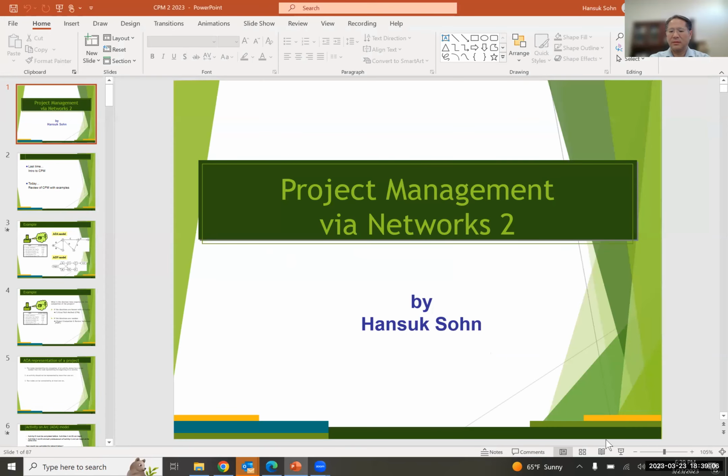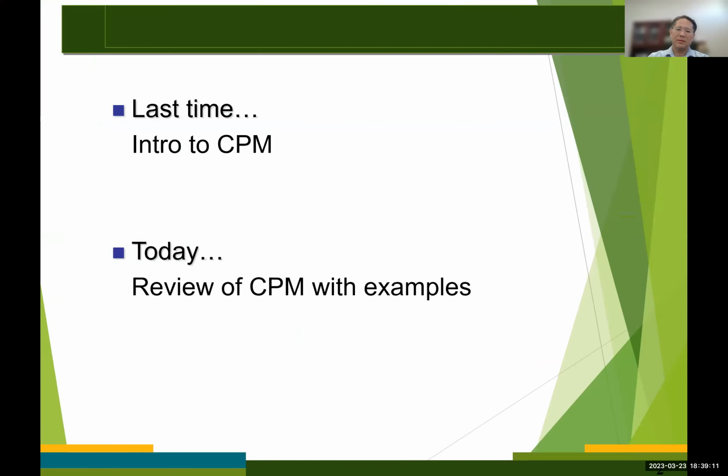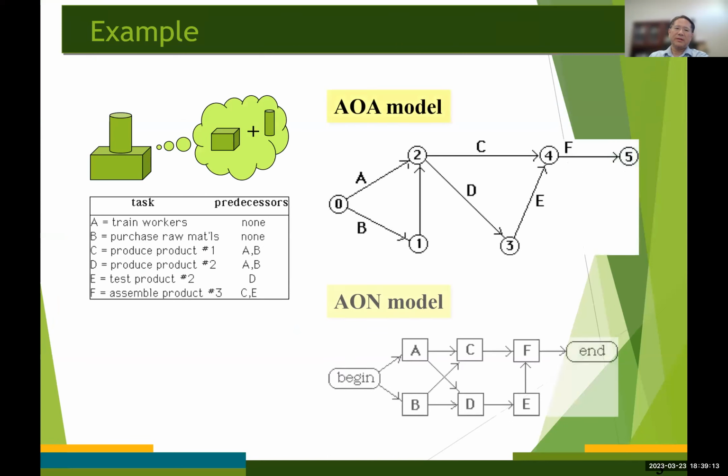So first, let me share my screen. Okay. Last time I mentioned that there are two types of network models for project scheduling, right? They are the AOA, activity on arc or activity on arrow model, and the activity on node model, the AON model.